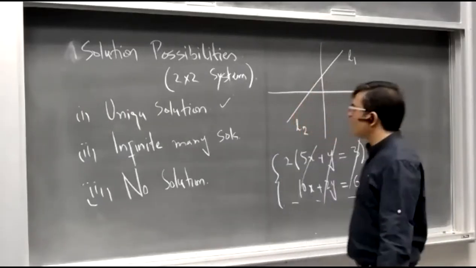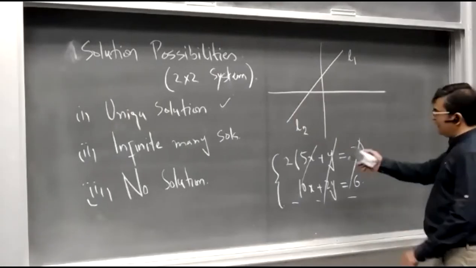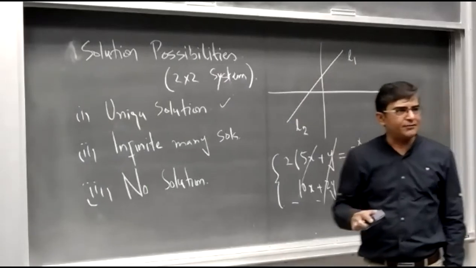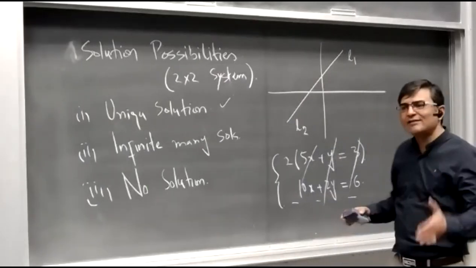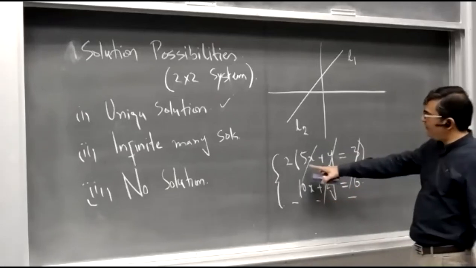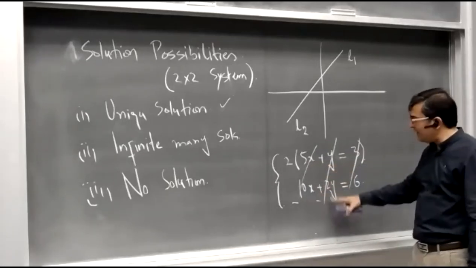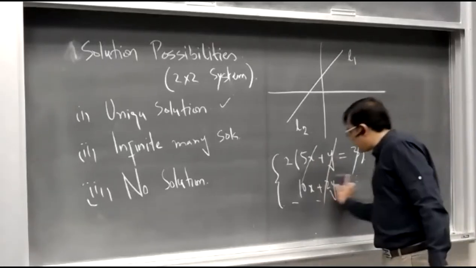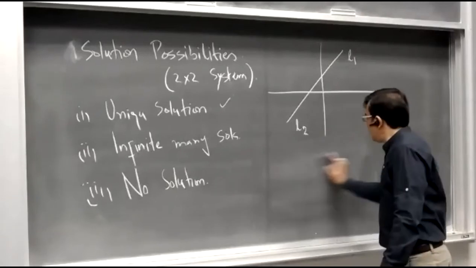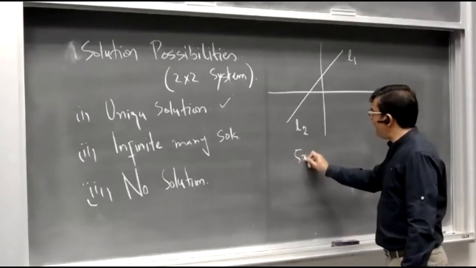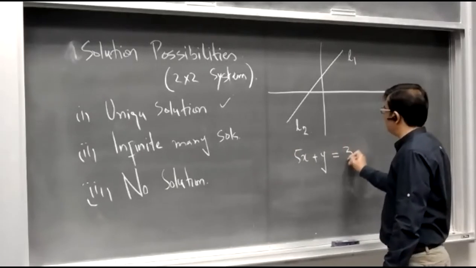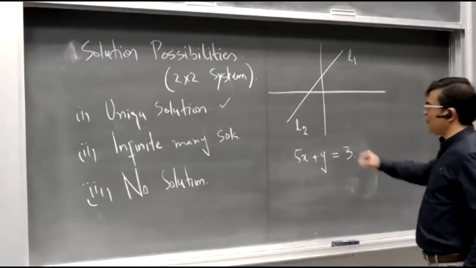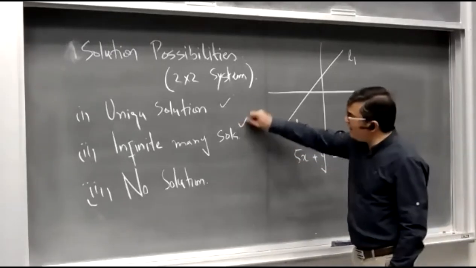Okay, now what to do in this case when we have two exactly identical equations? One line is on top of the other line, because if we plot this line and this line, you would see definitely that you get only one line. In this situation, we have 5x plus y is equal to 3. So this is your equation. How to solve it? How to get its solution? In this situation, we will definitely get infinite many solutions.